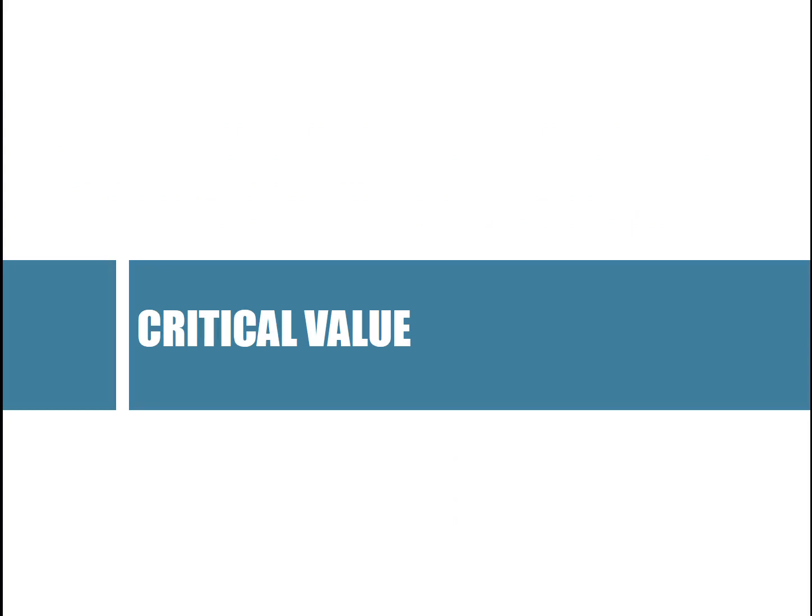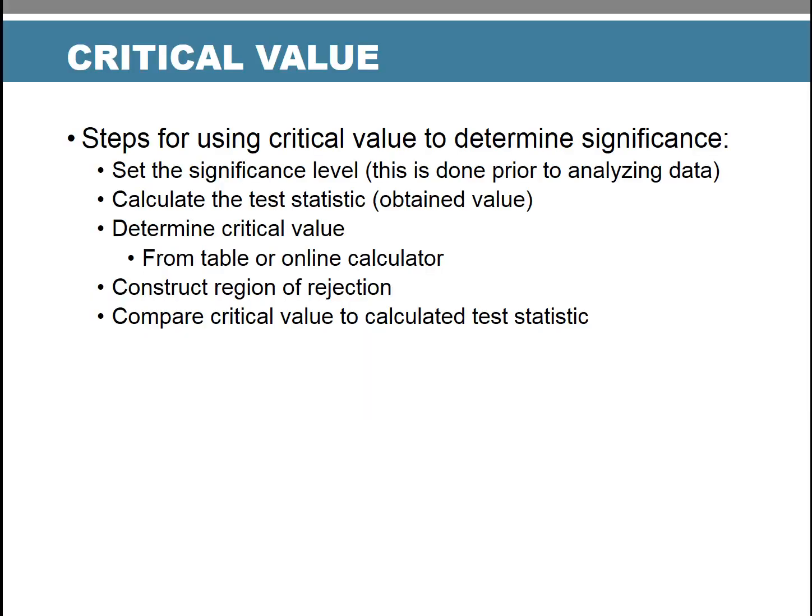Now, our second method of determining significance is to use a critical value. To use a critical value to determine significance, we're going to set the significance level. Remember, this is done prior to analyzing data. We're going to calculate the test statistic, or our obtained value. This is done after we analyze our data, or while we're analyzing our data. It's a value that is computed from our sample data.